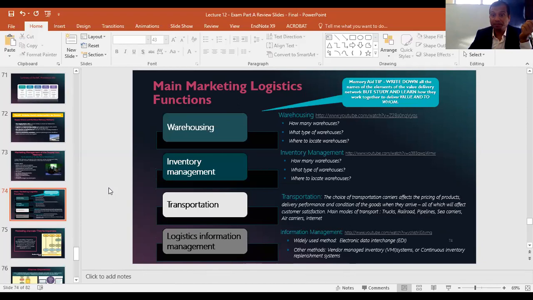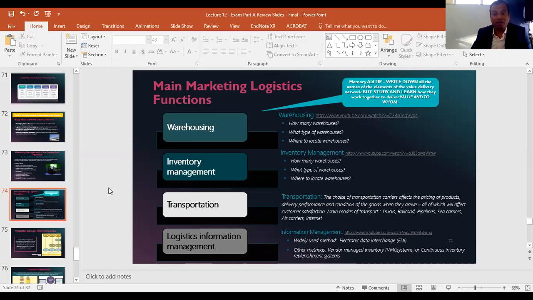So what Memory 8 says is: write down all the names of the elements of the value delivery network, but study and learn how they work together to deliver the value to the home. I mean to say, think about more examples: warehousing, inventory, transportation, and think about the linkages between these activities. Although all these are part of the logistics function, the linkages can provide more and more.